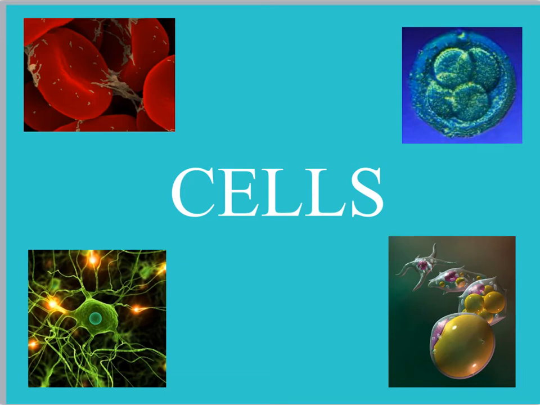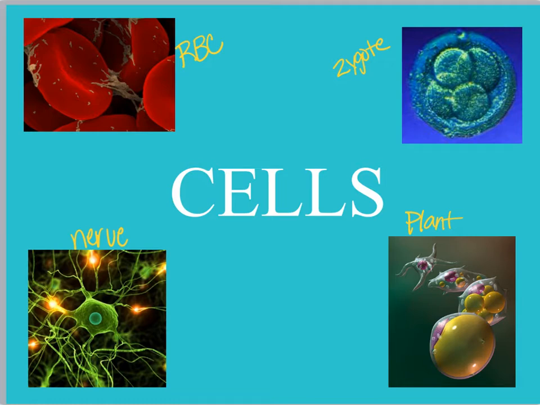So this section of notes is on cells. If you look at this picture, we have several different types of cells. You have a plant cell over here. That's probably the one that caught your eye. This is a nerve cell. These are red blood cells. And this is a zygote in the process of splitting and forming into new cells.